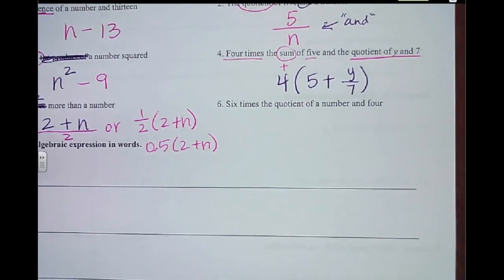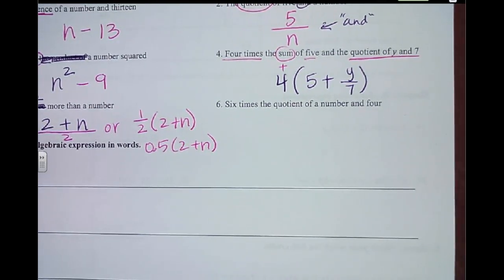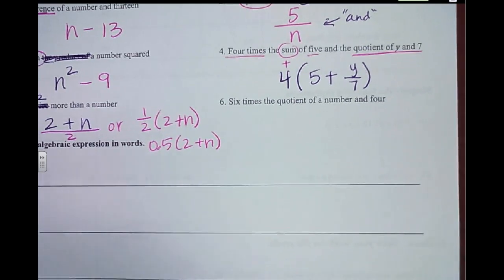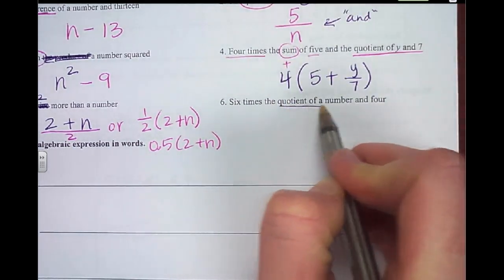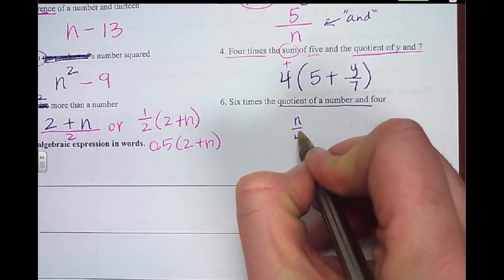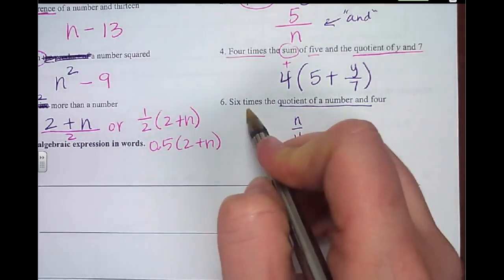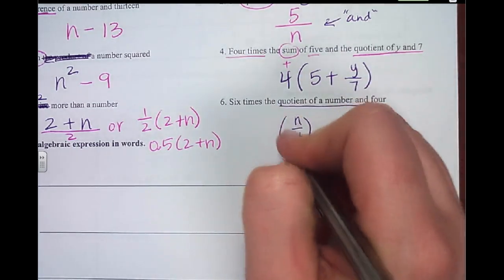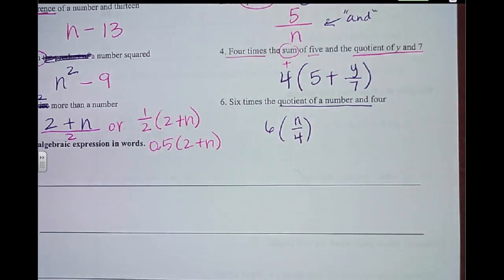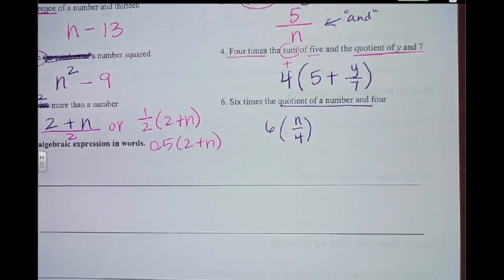Number 6, 6 times the quotient of a number and 4. So again, work backwards. The quotient of a number and 4, so that's division. Then it says 6 times that. So I do parentheses and I just put the 6 in front. 6 times the whole quotient.